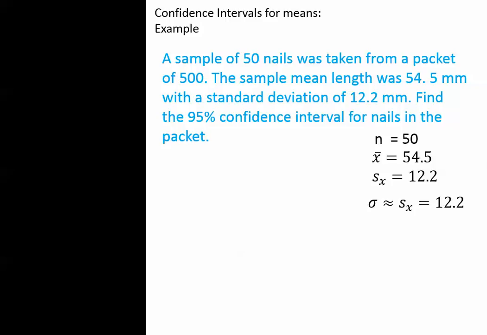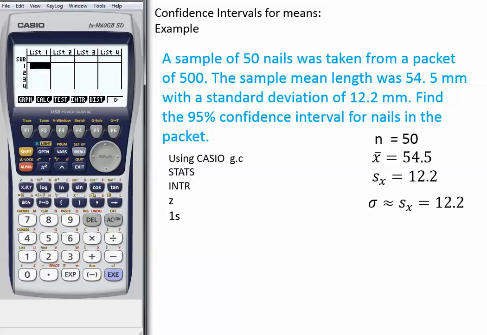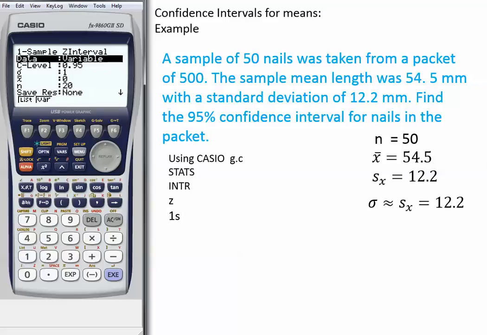So we're going to use our graphics calculator, and we can use this sequence of steps. So let's bring up the calculator. We need to go into statistics mode. It's an interval, so we click on this one. We're using Z values, 1S, and now we need to set the values here.